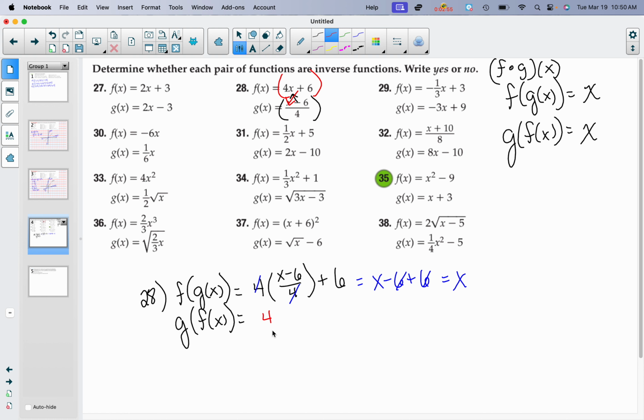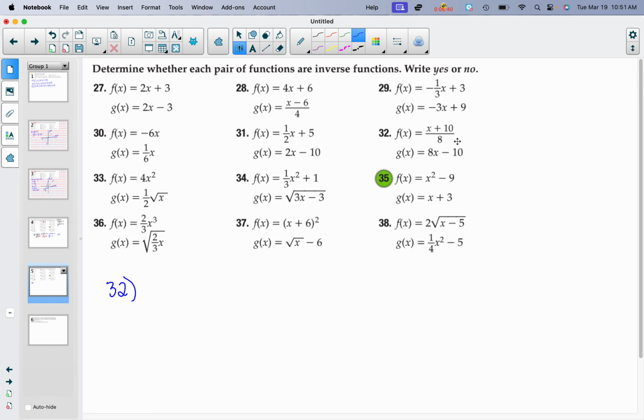So I'm going to have 4x plus 6, and then I have a minus 6 over 4. Notice that these 6's cancel, so now I have 4x over 4, and those cancel, so I just get x. You want to get x. So yes, they are inverses. Now I know the directions just say right, yes, or no, but you always got to show your work.